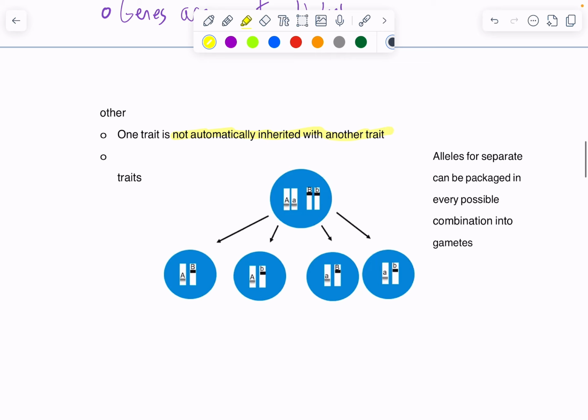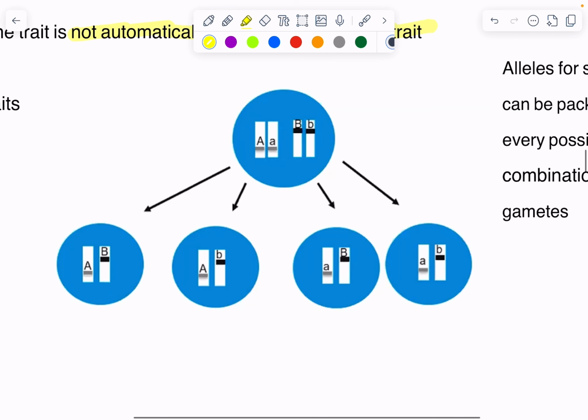And then, so these alleles, again, on the chromosomes, for separate traits can be packaged in every possible combination into gametes. Right, so here we have two homologous chromosomes. If we wanted to just do a quick review of meiosis or ploidy number, this would be 2n equals 4, right? It's 2n because we have homologous chromosomes. It's 4 because we have 4 chromosomes in here.